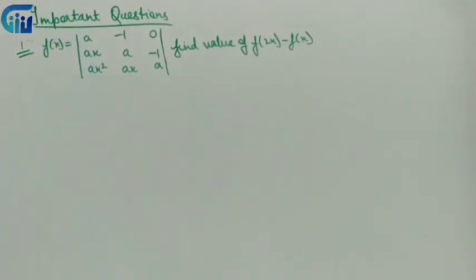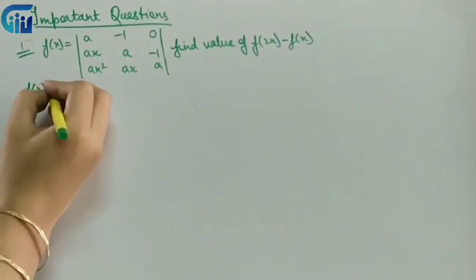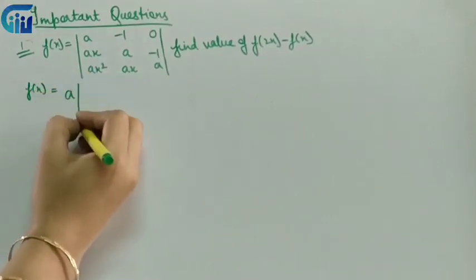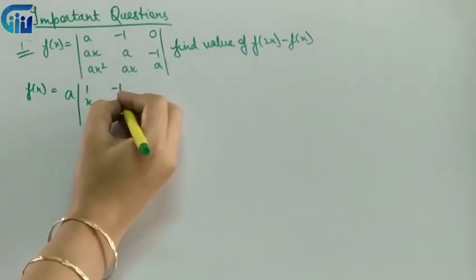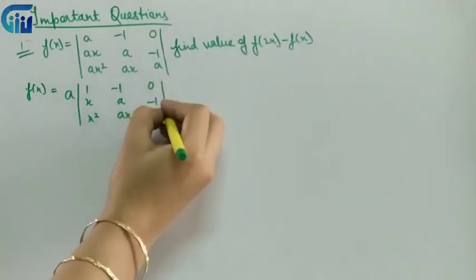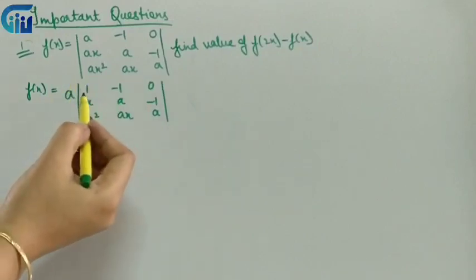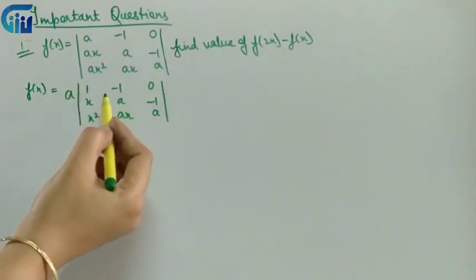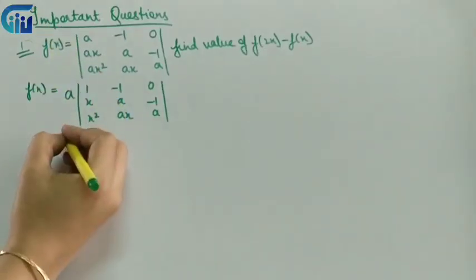So let's start the solution. For f(x), I will take a common from column 1. So what will I be left with? This particular thing over here. So now what do I observe? To find the value, I need to expand. Expansion becomes easy when I have two zeros along any row or any column. So over here, what do I observe? This is 1, this is minus 1. So if I add both the columns, I'll definitely be getting a 0.